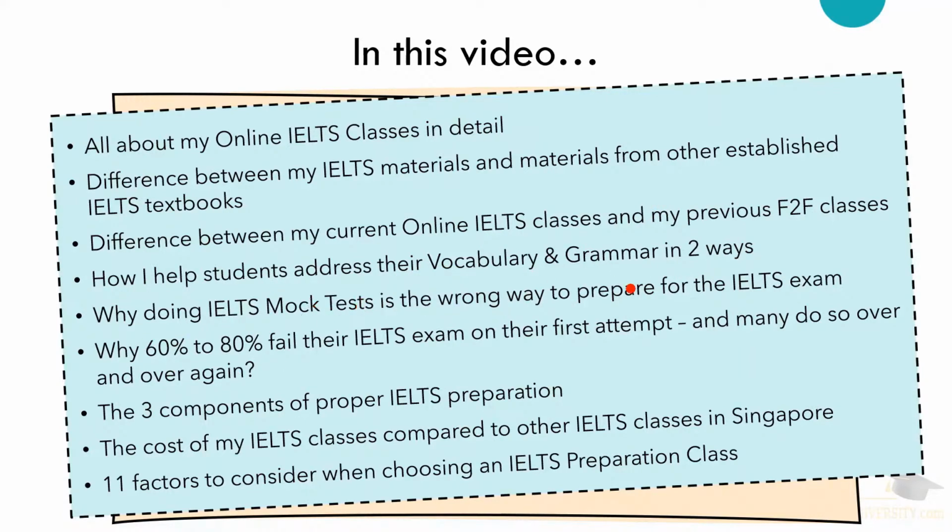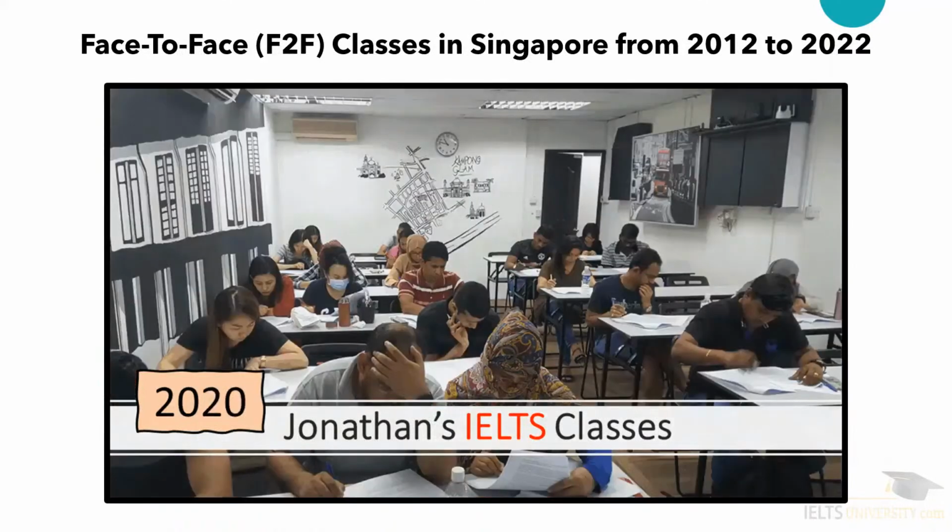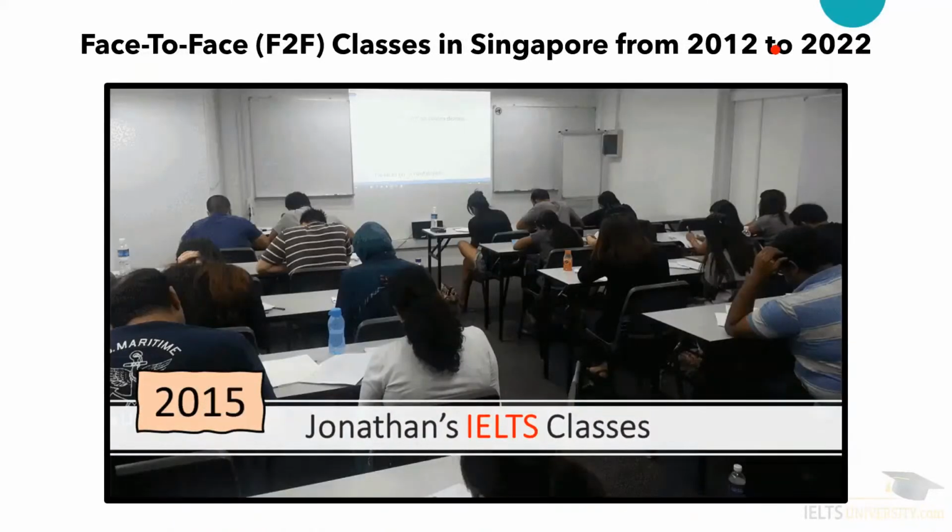Why doing IELTS mock tests is the wrong way to prepare for the IELTS exam. Very important. Why 60 to 80% fail their IELTS exam on their first attempt, and many do so over and over again, not just on their first attempt, but second, third, fourth, fifth, 10th, so on and so forth. The 3 components of proper IELTS preparation. The cost of my IELTS classes compared to other IELTS classes in Singapore, and 11 factors to consider when choosing an IELTS preparation class.